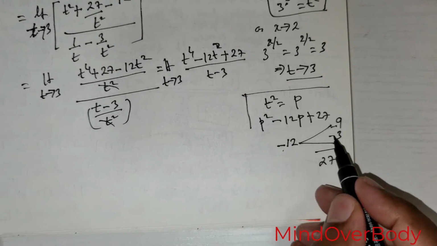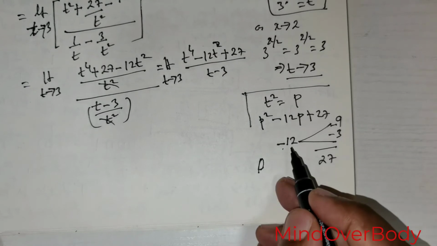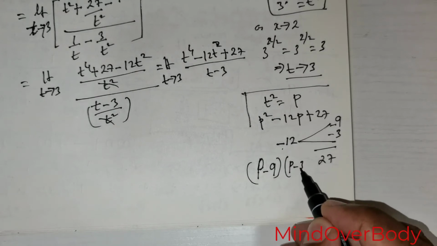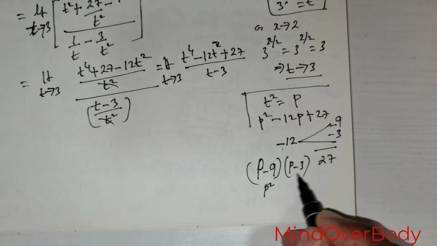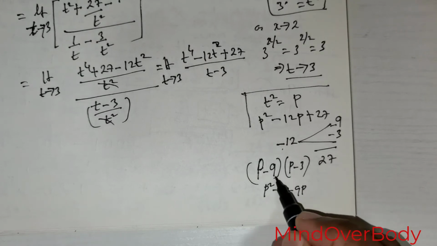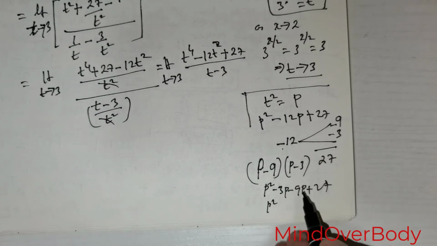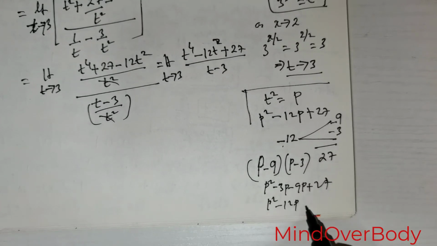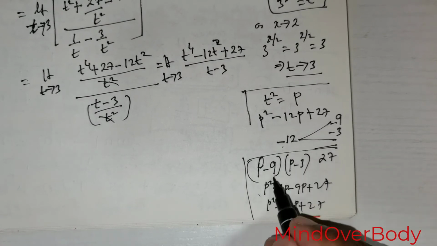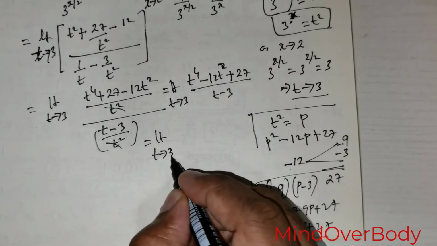If I were to rewrite this, I can rewrite this as (p negative 9) times (p negative 3). So this is going to be p squared, this is going to be negative 3p, this is going to be negative 9p, and this is going to be positive 27. Fair enough, right? So I'm getting back p squared negative 12p positive 27. That's fair enough. So I can actually rewrite this with the original, t tending to 3.